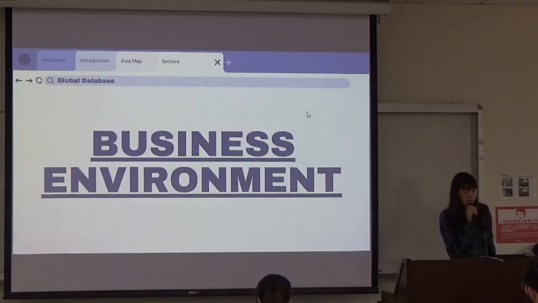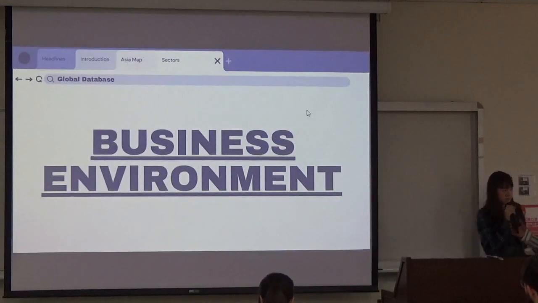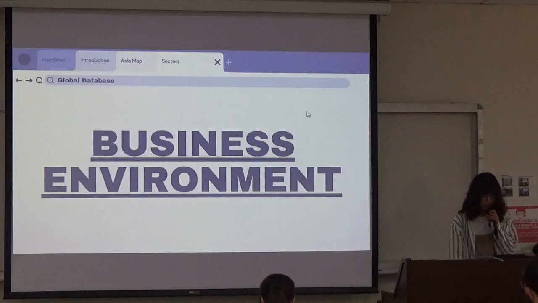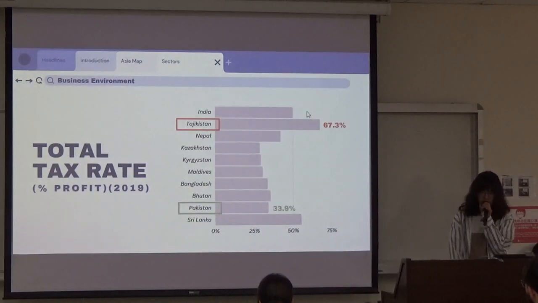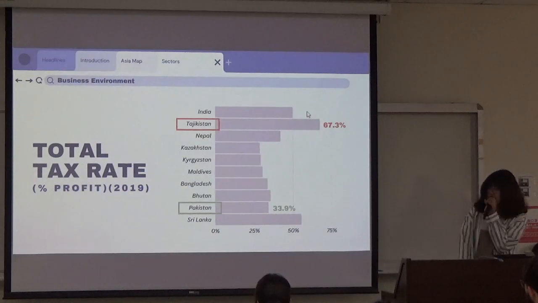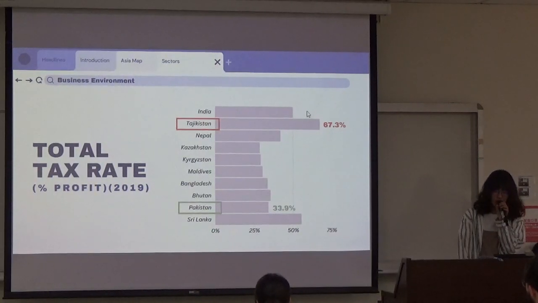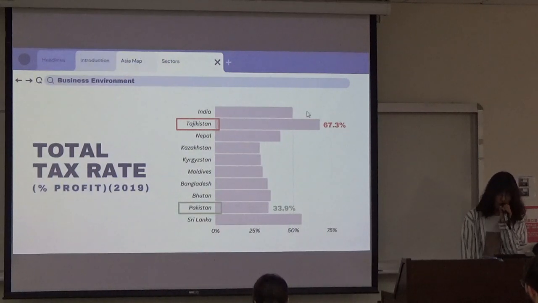And here comes the business environment. Since we don't have a lot of time, we'll quickly go over the data below. Let's put emphasis on the data marked. For total tax rate, please focus on Tajikistan at 67.3% and Pakistan at 33.9%, which is the lowest.